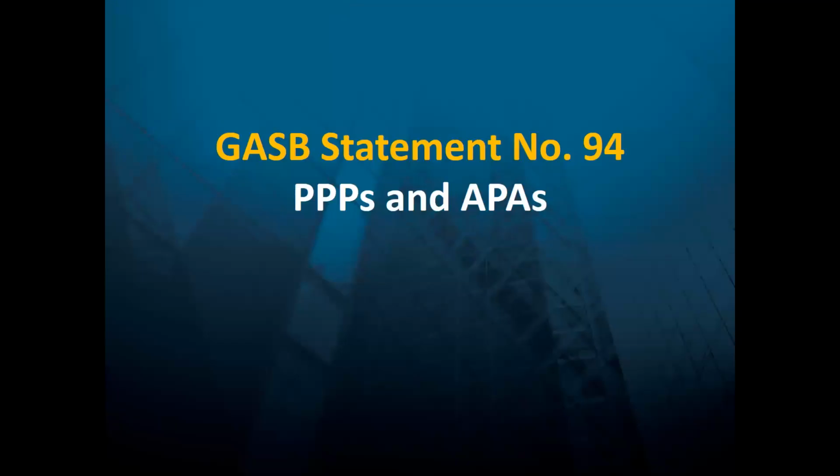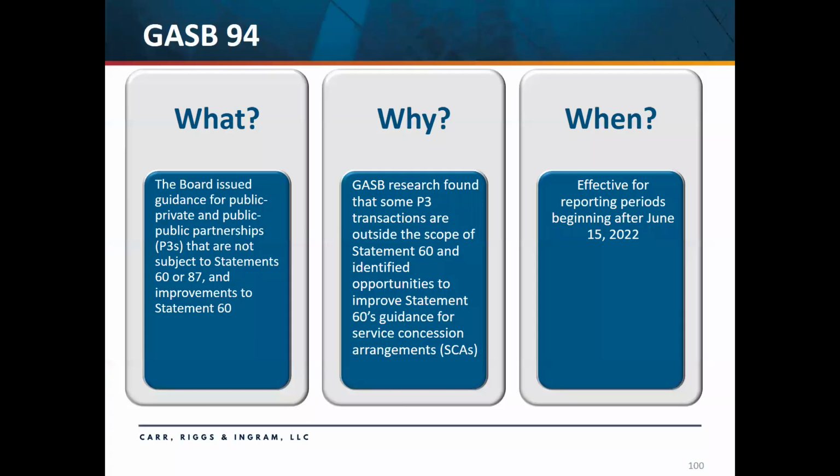And with that, I'm going to move on to PPPs and APAs. So what is this? The board issued guidance for public-private and public-public partnerships, so P3s, that are not subject to Statement 60 or 87 and are improvements to Statement 60. So these SCAs, these service concession agreements that we were speaking about earlier, which were excluded from GASB 87, this is pretty much what we're going to be speaking about here. It's effective for reporting periods beginning after June 15th, 2022.